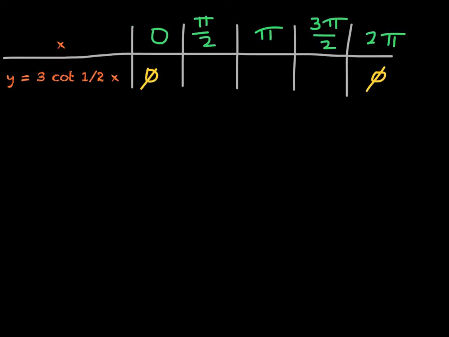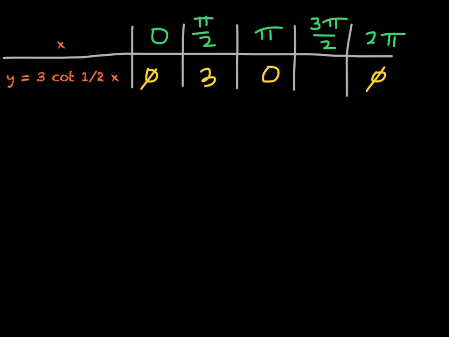All right, we have our input values here. Don't forget your vertical asymptotes at both the left and right endpoints. When you plug in pi, half of pi is pi over 2, and cotangent of pi over 2 is 0. 3 times 0 is 0. So you have an x-intercept there. When you plug in pi over 2, half of pi over 2 is pi over 4. Cotangent of pi over 4 is 1. And 3 times 1 is 3.